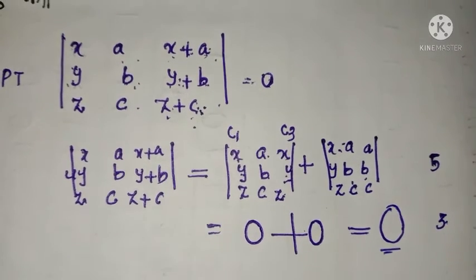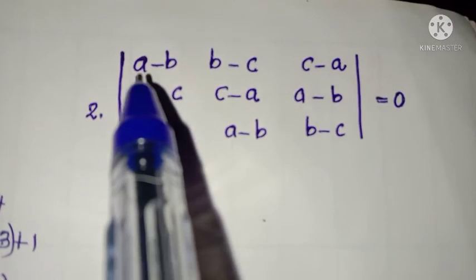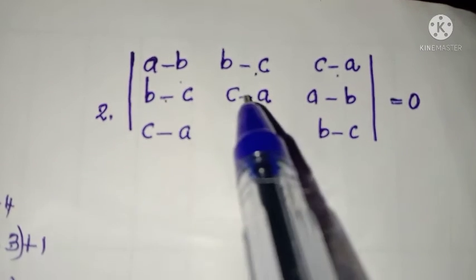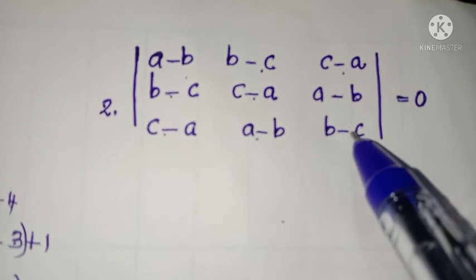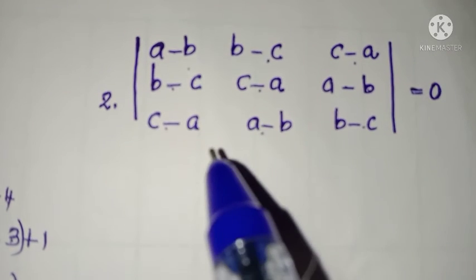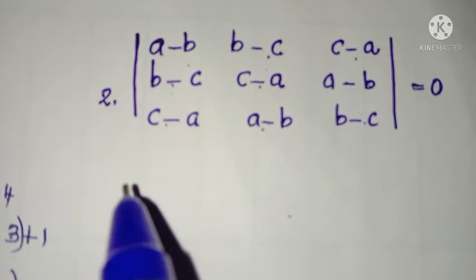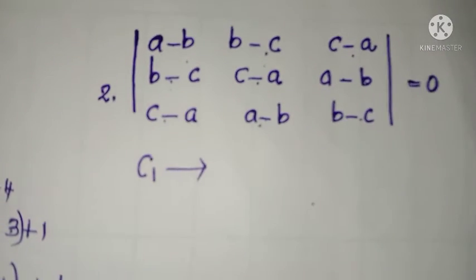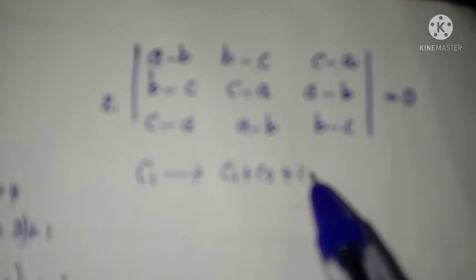Okay. Question number 2. Prove that determinant a minus b, b minus c, c minus a, b minus c, c minus a, a minus b, c minus a, a minus b, b minus c equals 0. Listen, here just add all these three columns to the C1, that is, C1 is changed to C1 plus C2 plus C3.